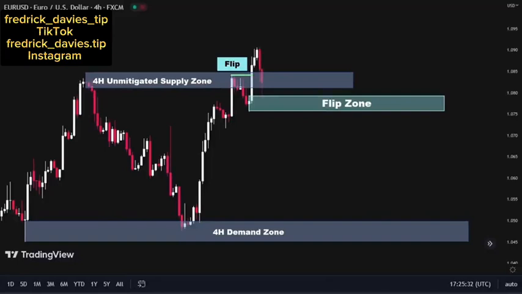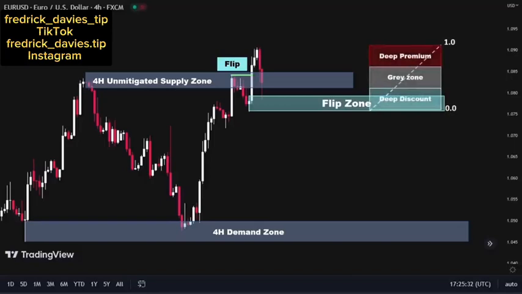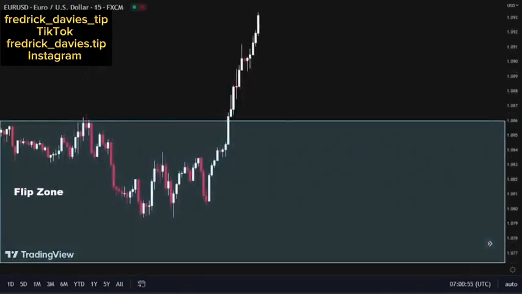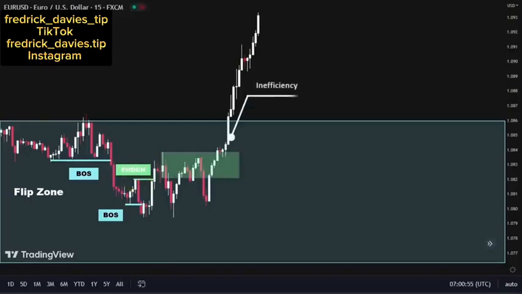Currently, as you can see, the price is within the flip zone, which aligns with the blue discount zone of the Fibonacci. Next, we will zoom in to a lower time frame to identify any market structure shift and also look for more entry confirmations. Here we have the 15-minute time frame chart. As you can see, price created these bearish structures, but it created a change of character by breaking out of this structure to the upside, flipping the supply zone to the upside and leaving behind a great inefficiency.